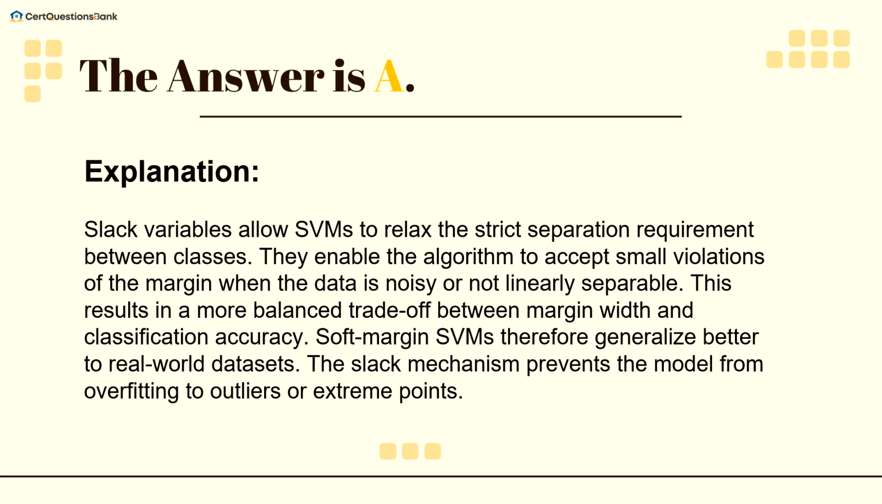The answer is A. Slack variables allow SVMs to relax the strict separation requirement between classes. They enable the algorithm to accept small violations of the margin when the data is noisy or not linearly separable. This results in a more balanced trade-off between margin width and classification accuracy. Soft margin SVMs therefore generalize better to real-world datasets. The slack mechanism prevents the model from overfitting to outliers or extreme points.